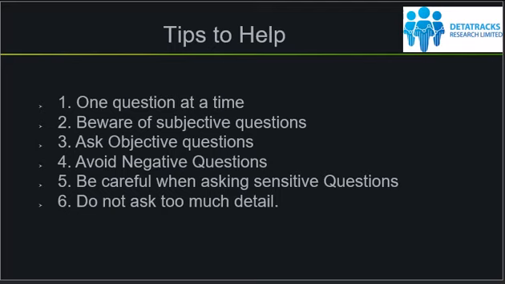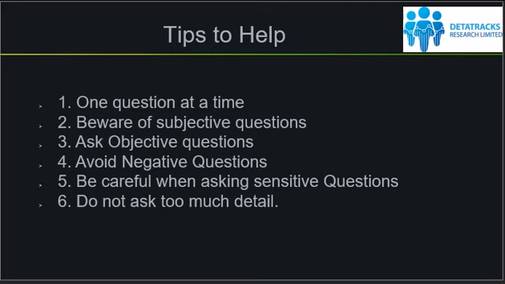The other tip is avoid negative questions. One of the best ways to be objective is by avoiding negative questions. Most positive questions are more direct than negative questions. For example, rather than asking, what are the reasons Kenya is not growing? Ask, what are the factors affecting Kenya's growth? This reduces bias and makes your questions more objective.